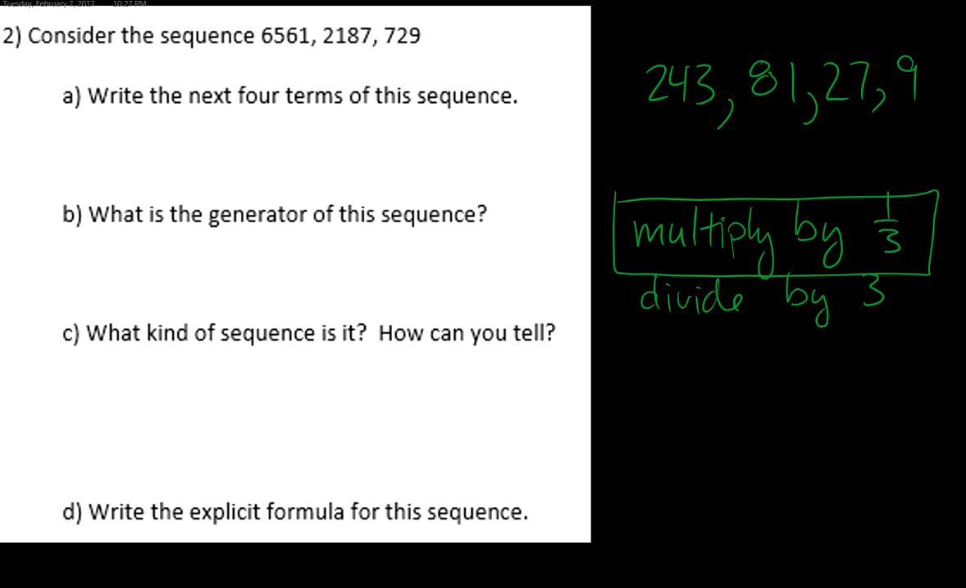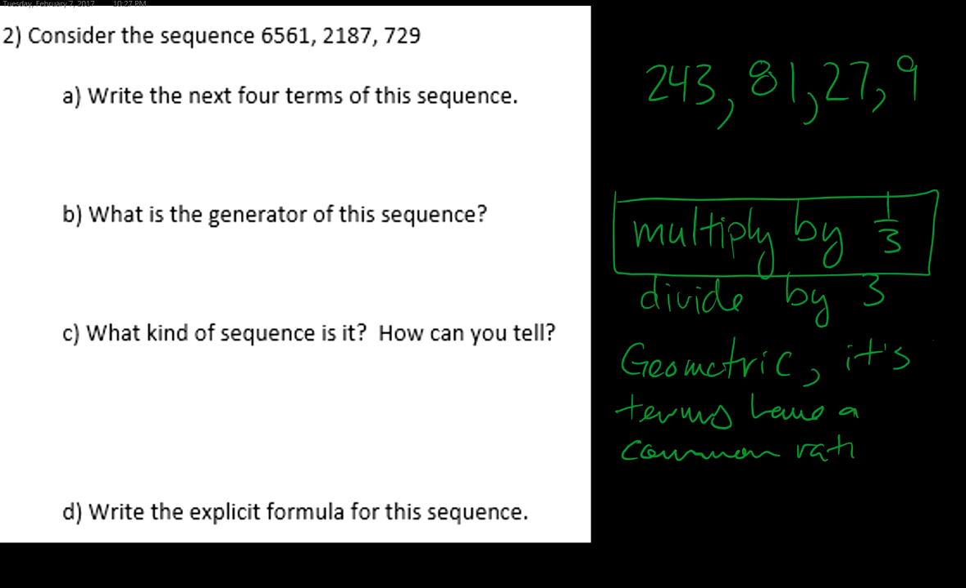What kind of sequence is it, and how can you tell? I know this is geometric, and the reason why it's geometric is that its terms have a common ratio. We keep multiplying by 1/3.